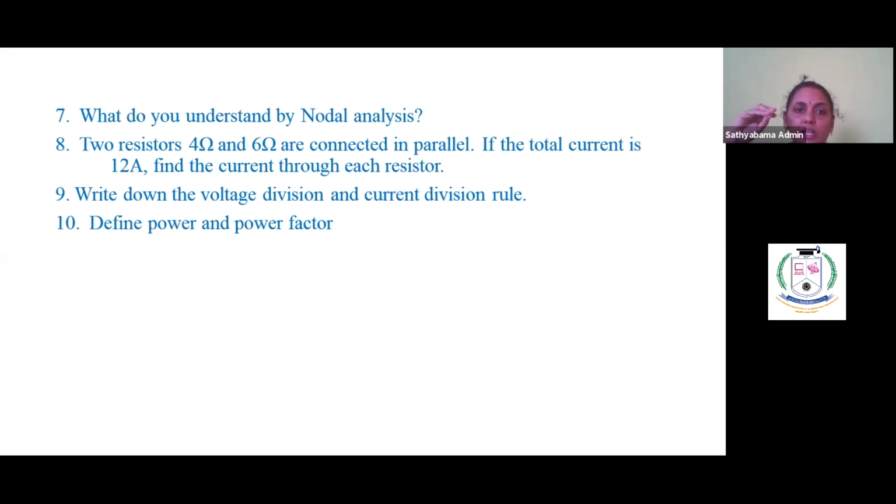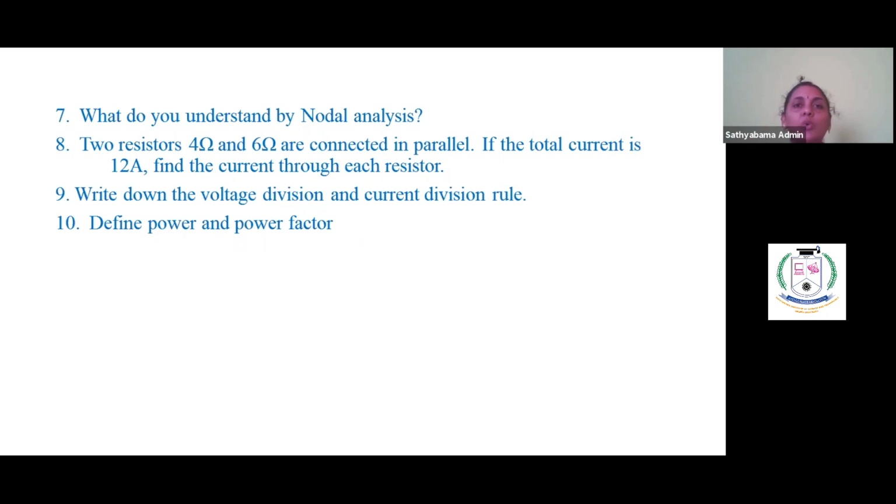Now, let the current flowing through 4 ohm be I1 and the current flowing through 6 ohm be I2. The total current I is given, and you have to find out I1 and I2. They are connected in parallel, clear? Parallel means the current will be the sum. So I is equal to I1 plus I2. The total current I is given as 12.